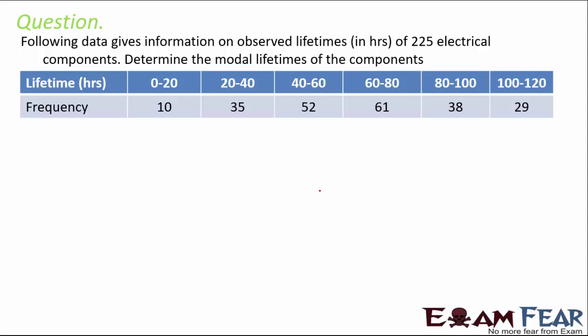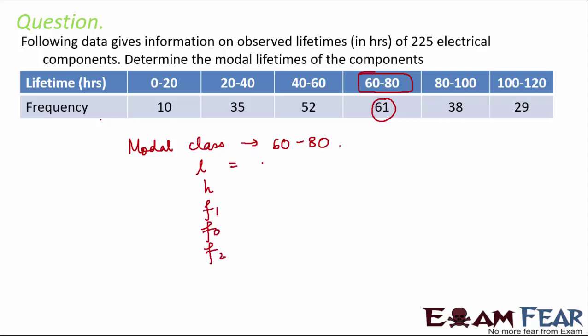Looking at this table, first of all we need to identify the modal class. And what is a modal class? The class with maximum frequency. The maximum frequency here is 61, and that class is 60 to 80. So 60 to 80 is our modal class. Now if we quickly recap the formula to calculate the value of mode, we would need certain values like L, H, F1, F0, F2. The value of L here is 60, which is the lower limit of the modal class.